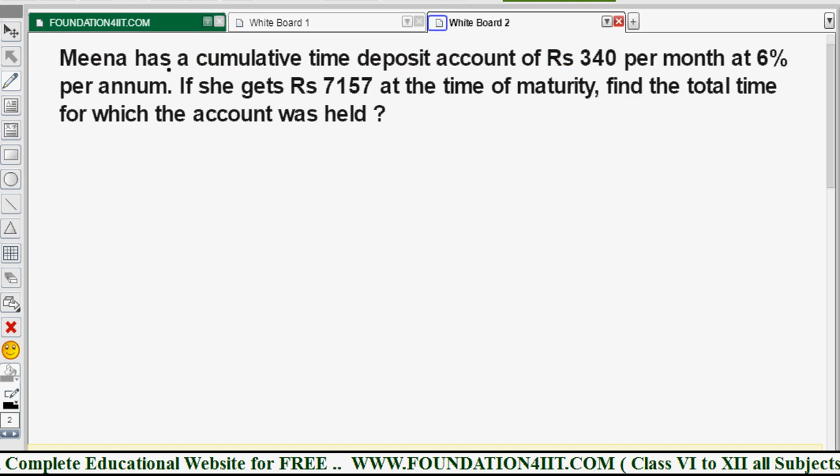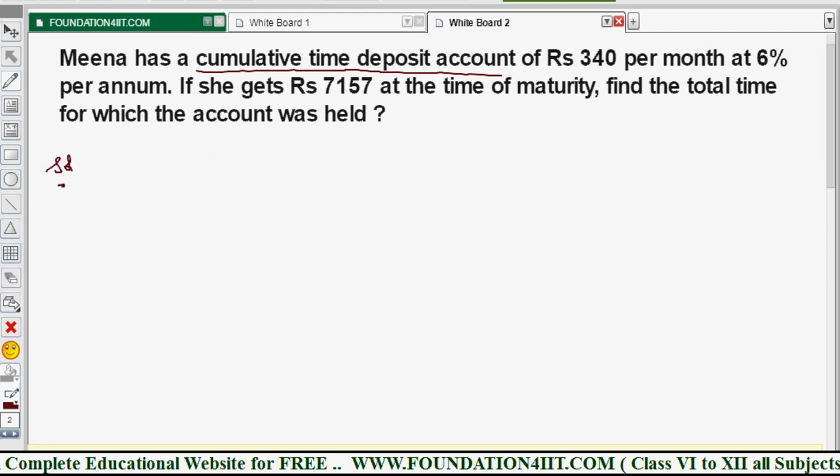In this question, Meena has a cumulative time deposit account. Don't get confused: a recurring deposit account and a cumulative time deposit account are the same. CTDA, cumulative time deposit account, or RD, recurring deposit account, these two are the same. She has a cumulative time deposit account of rupees 340 per month, so 340 is the principal amount, at 6% per annum, so our rate of interest is 6. If she gets 7,157 at the time of maturity, find the total time for which the account was held. So we need to find how many months.